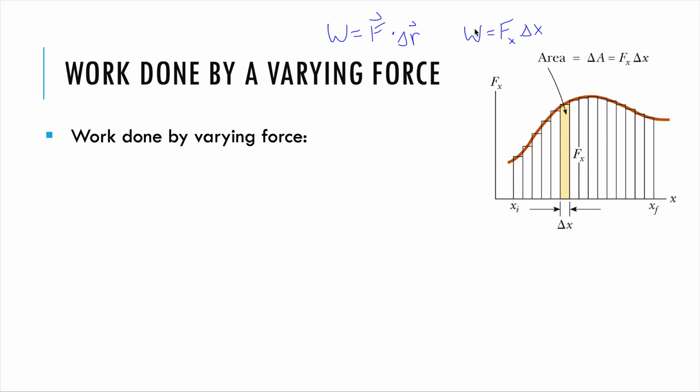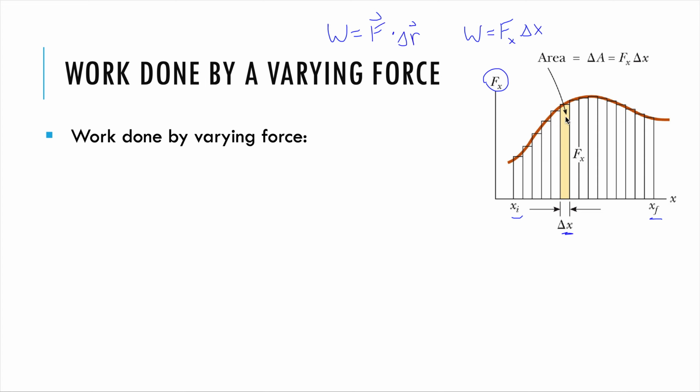So let's go back to one dimension in the x direction, and let's see what happens when the force is varying. As we can see in this picture here, we have a force Fx, but it changes as your object is being moved from an initial position xi to a final position xf. So the way to find the work done by a varying force is to make a whole bunch of little rectangular strips that are very thin and that have a width delta x.